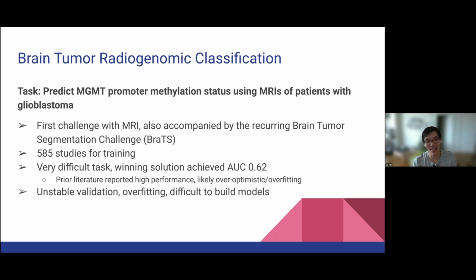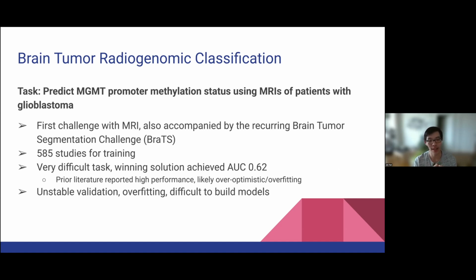Or maybe there can be some signs that might point you in one direction or the other, but it's not an easy task. And that's why we require tissue to be sent to the pathologist so that they can actually do the testing. And so this was the first challenge with MRI. It was done in conjunction with one of the recurring brain tumor segmentation challenges, which have been going on for a long time. And here we actually did not have that much data.